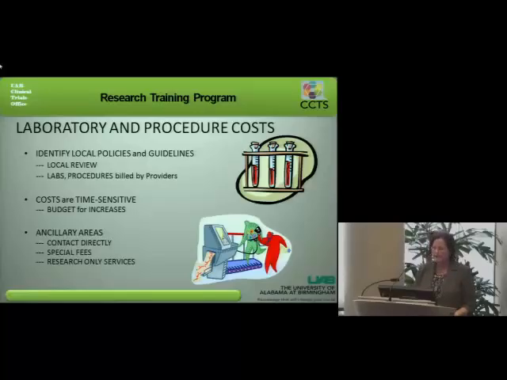Ancillary areas may need to be contacted for their own costs to build into the budget. It may mean that if it's an infusion study, for example, you need to contact the infusion area and get specific costing for that area. Various areas may have their own fees associated with being involved with a clinical trial, and you just need to make yourself aware of what these are for your area.